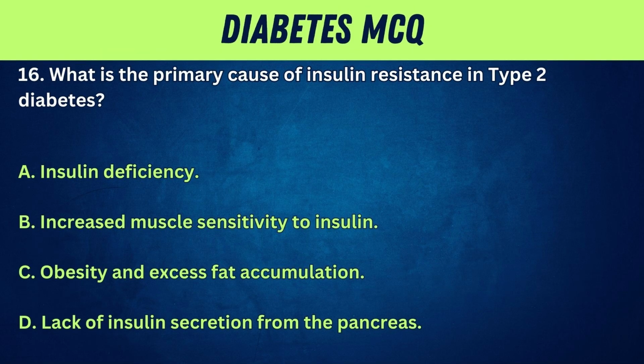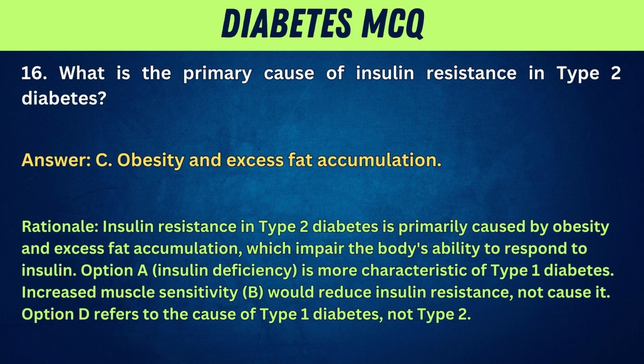16. What is the primary cause of insulin resistance in type 2 diabetes? A. Insulin deficiency. B. Increased muscle sensitivity to insulin. C. Obesity and excess fat accumulation. D. Lack of insulin secretion from the pancreas. Answer: C. Obesity and excess fat accumulation.